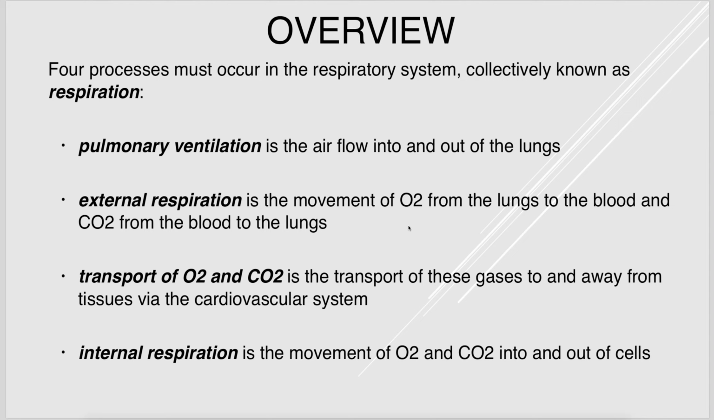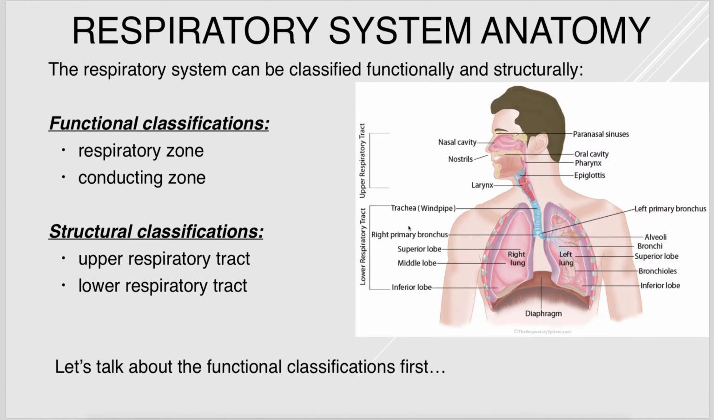Now, once these gases are in the blood, they have to be transported. If it's oxygen, it has to be transported to the cells. If it's CO2, it has to be transported to the lungs. And then finally, we have internal respiration. This is when you have the movement of oxygen from the blood into the cells, or the movement of CO2 from the cells into the blood. So those are all necessary.